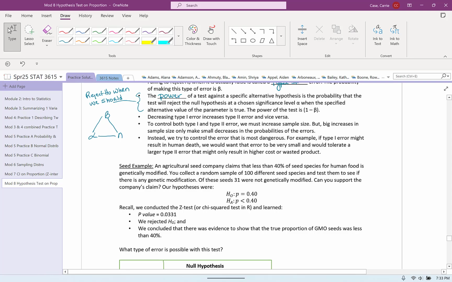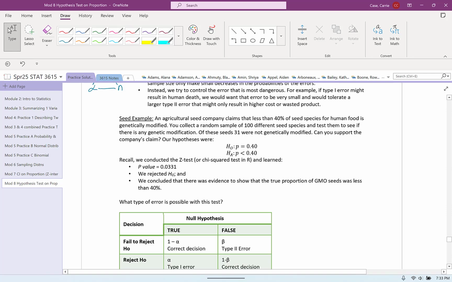So we try to control things in hypothesis tests the same way, and it'll all just depend on that particular scenario. But we won't be controlling those errors in this class. All you need to know is that there are errors and what type of error is possible. So let's go back to our seed example.